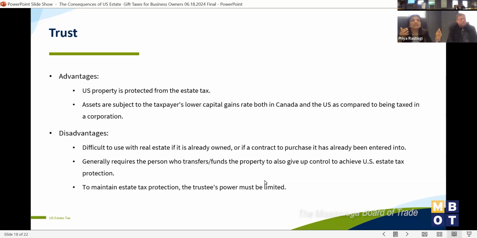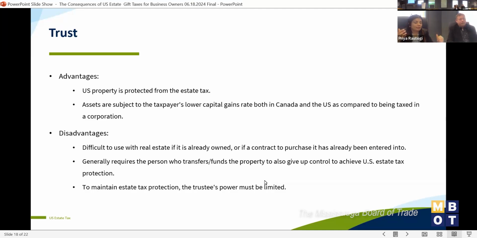And in order to maintain the estate tax protection, the trustees, the ones who would be taking care of the real estate, should have limited powers. Because if the powers are unlimited, or they're also the beneficiary and not subject to ascertainable standards, then it would not be a part of estate protection for the trustee.